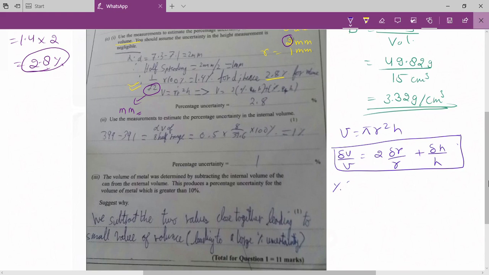For percentage, now it will be del V by V into 100 equals twice of del R by R into 100 plus del H by H into 100. So that's why it is twice the percentage change in radius plus the percentage change in height. That's why you are writing this here. Are you seeing that? Yes, I can see. I copied this off the board, so I didn't understand, but now I understand clearly.